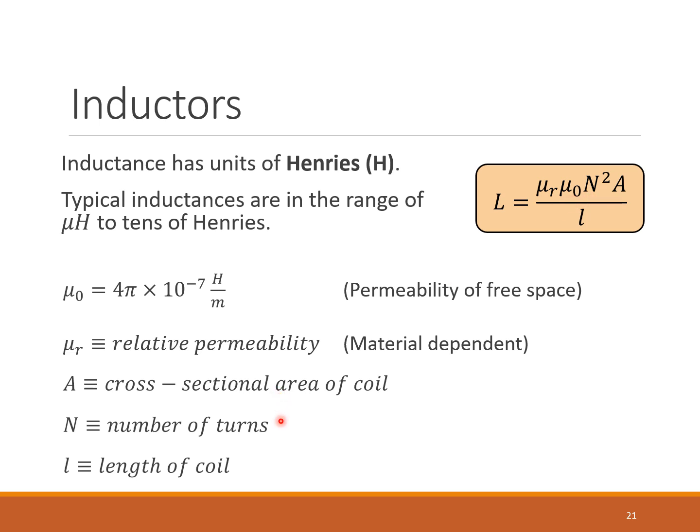The one other parameter here in this equation is this capital N, and N is the number of turns. If we think back to the picture on the previous slide, we had a wire wrapped around a coil. So it's basically saying how many times do we wrap that wire around that coil.